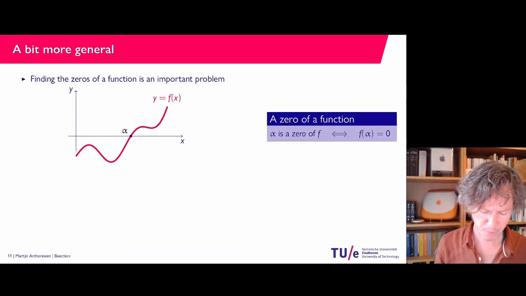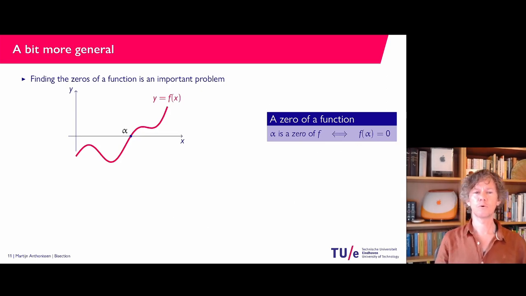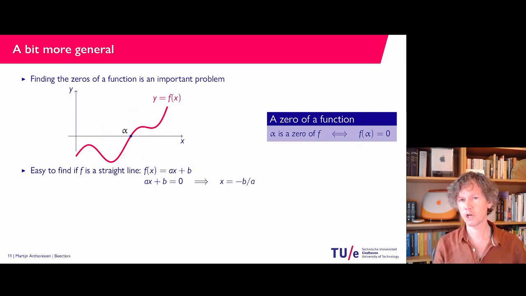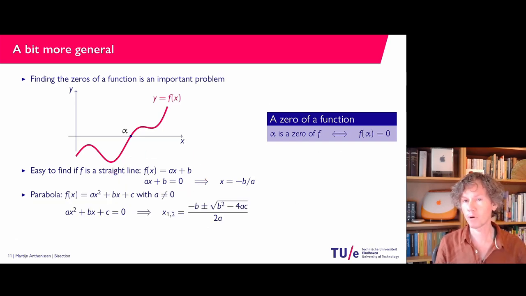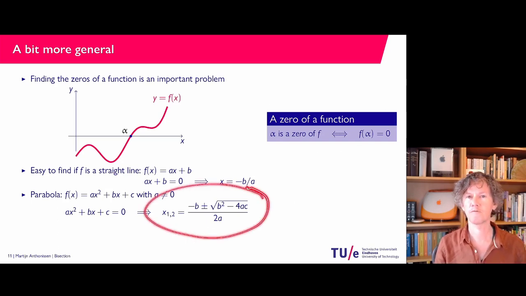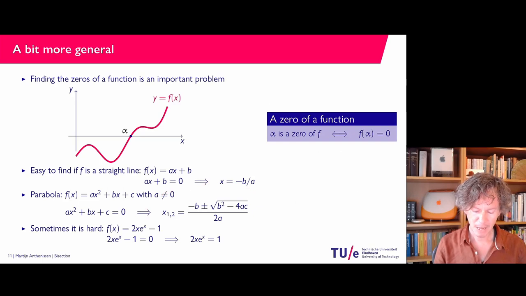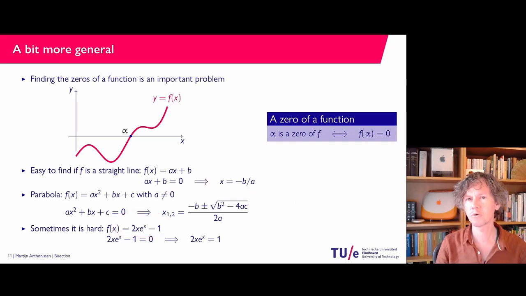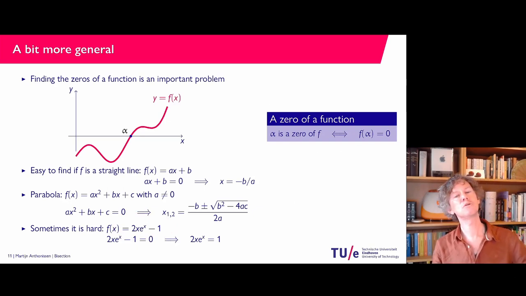Let's generalize a little bit. So basically what we're trying to do now, or what we hope to find, is a method to find a zero of a function. And sometimes that is easy. So for general functions, if you have a straight line, you can easily do that. If you have a parabola, then you know this formula, so you have an explicit formula also. But sometimes even for quite simple functions, so for instance 2x times e to the power x minus 1, if you want to find a zero there, you will not find an analytical solution. You can do it numerically, but you cannot solve that by hand and find an explicit formula.